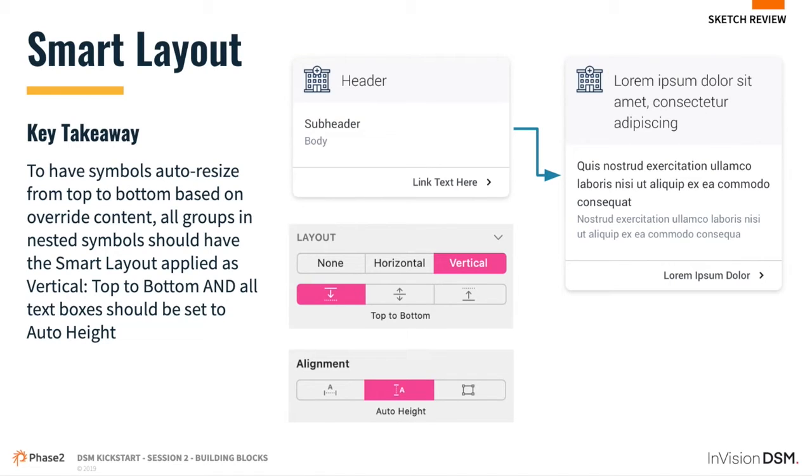I also want to note, in order to do this, all groups in nested symbols should have the Smart Layout applied as vertical top to bottom, and all text boxes should be set to auto height. You can also use Smart Layout in other ways with different settings. This is just one example and one that I found to be very useful.